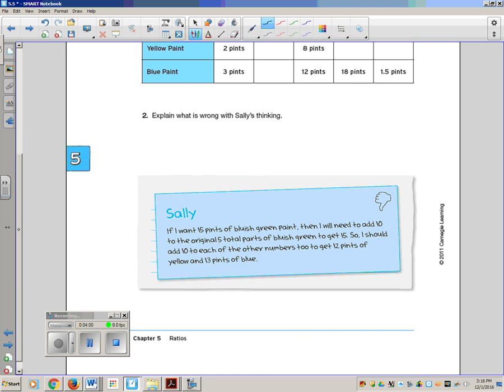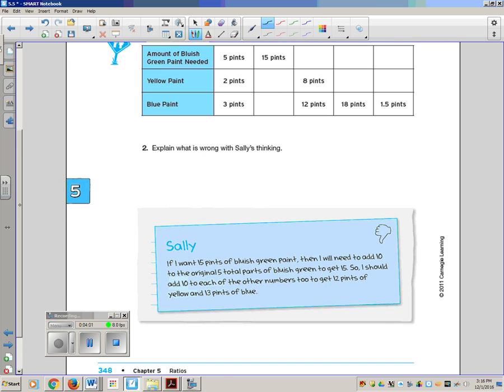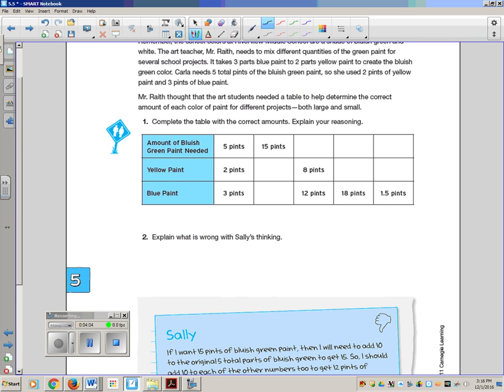Let's try another table on page 348. We've got bluish green paint, yellow paint, and blue paint. So I need 5 here, 2 here, and 3 here. Just trying to find the patterns between the columns. So 5 goes to 15, I multiplied by 3. So we do the same thing. This becomes 6, this becomes 9.